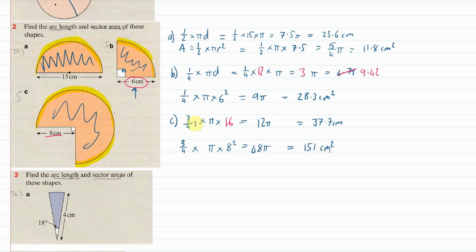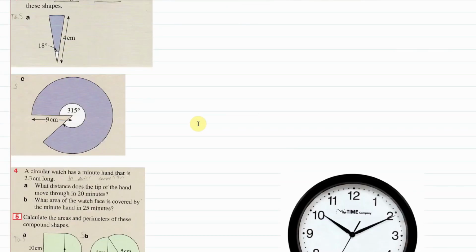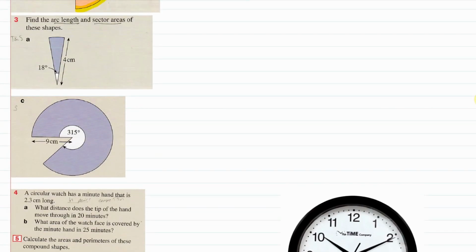Now the same technique applies when we have more complex shapes. This one is not a half, it's not a quarter, it's not 3/4, but you do know the fraction of the circle that we have here. So the whole circle is 360 degrees, so we have 18/360ths of a circle in this case. So arc length will be equal to 18 over 360 times pi d. Pi times d, which is 8 in this case because the radius is 4.